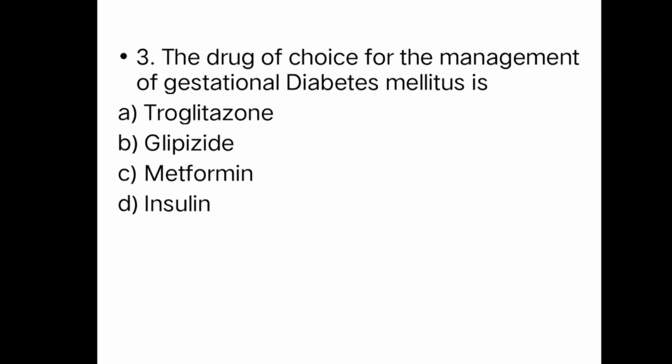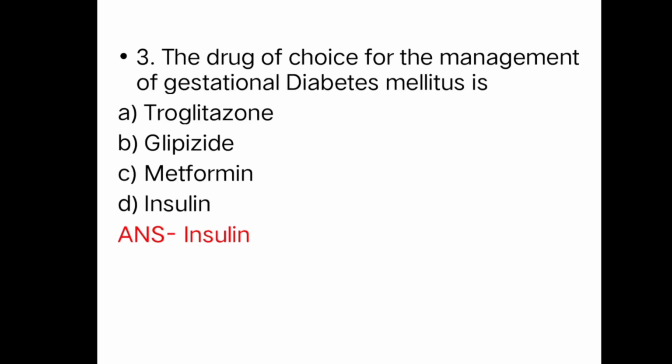In this question, they have asked the drug of choice for gestational diabetes mellitus. In gestational diabetes mellitus, you have to be very careful while giving medications to the mothers, because we should see that the drug does not cross the placenta. Among these, the correct answer is insulin. Other options like troglitazone, glipizide and metformin cross the placenta. So the best drug of choice for gestational diabetes mellitus is insulin.